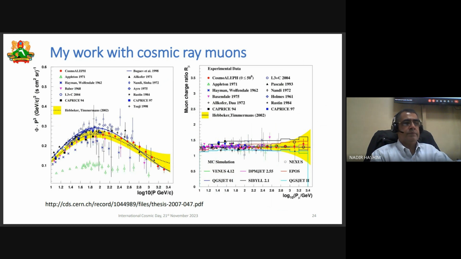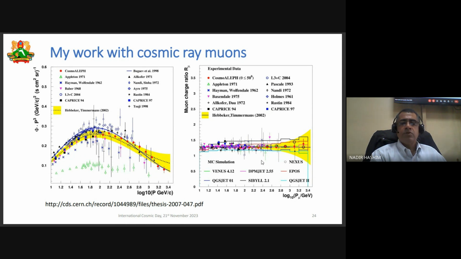This is what we observed. The red data points represent our measurements in CosmoALEPH, way back in 2007. The other data points are shown here, and our data was consistent with previous measurements, as well as the parameterization at that time by Hebbeker and Timmermans in 2002.